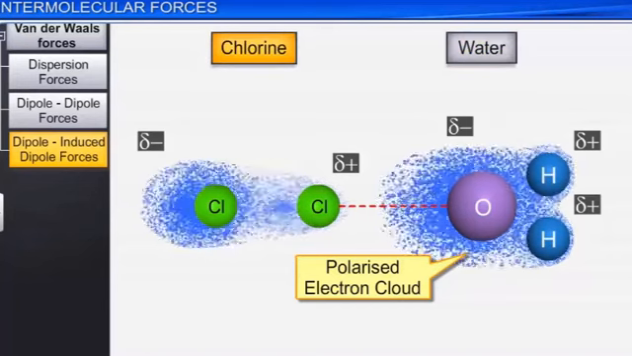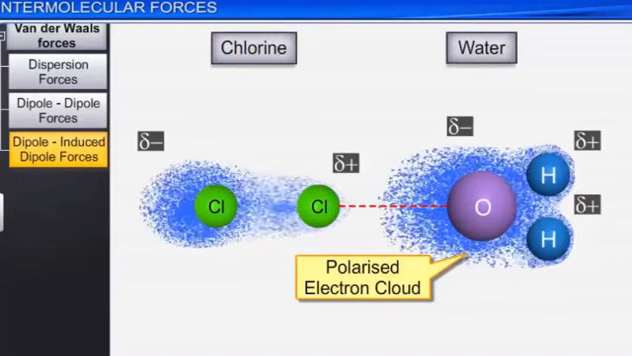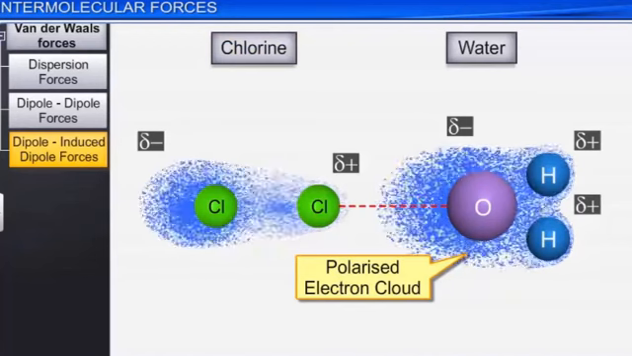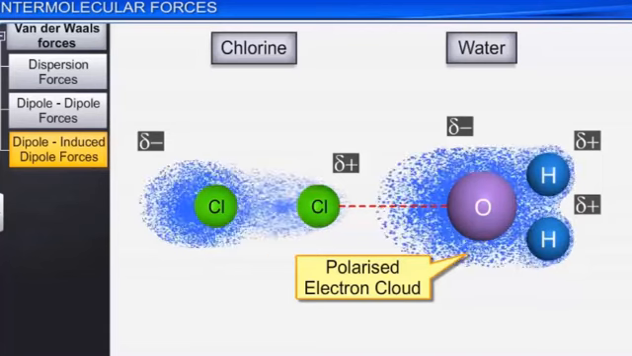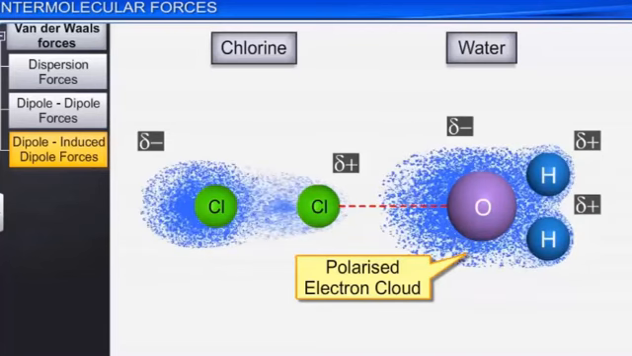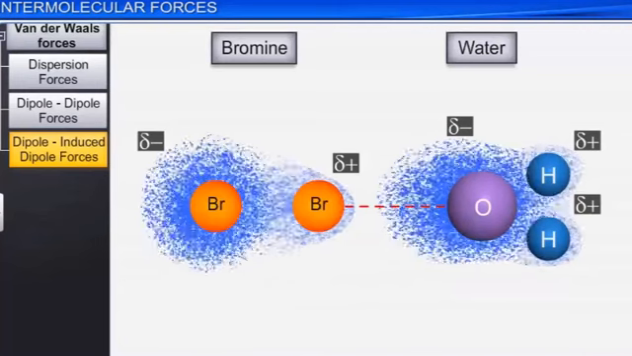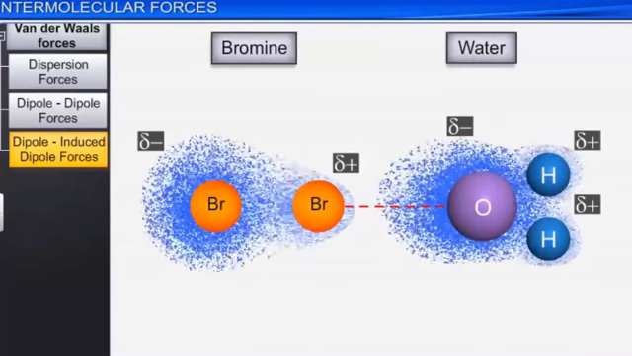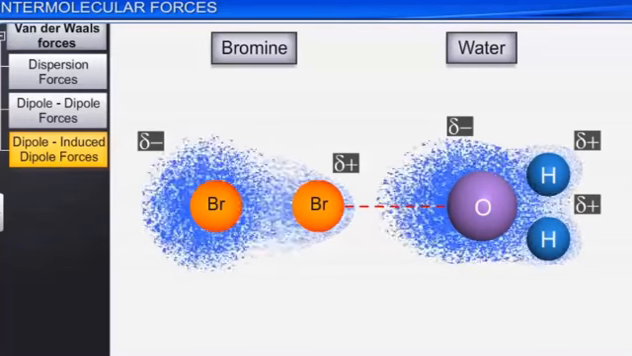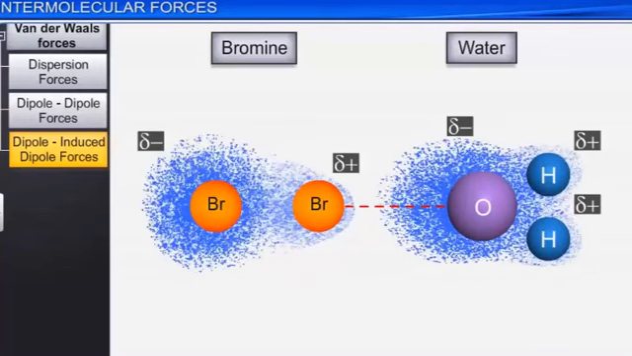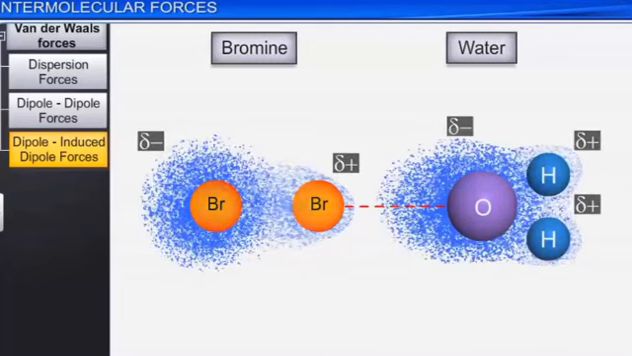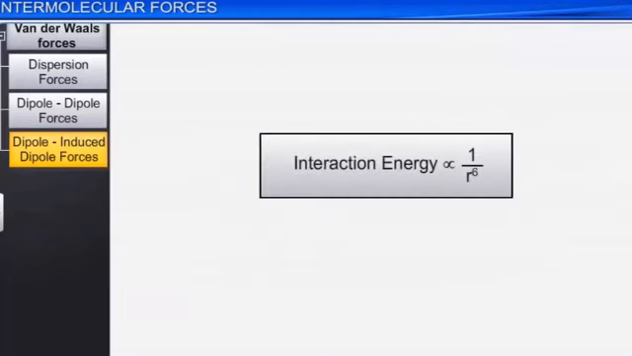The induced dipole moment depends upon the dipole moment present in the permanent dipole and the polarizability of the non-polar molecule. The larger the size of the non-polar molecule, the higher is the polarizability, and hence, the greater is the strength of the attractive interactions. In this case also, interaction energy is inversely proportional to the sixth power of the distance between the two interacting particles.